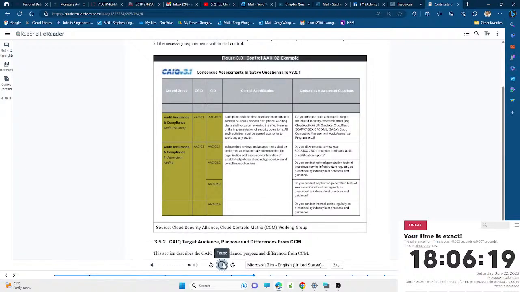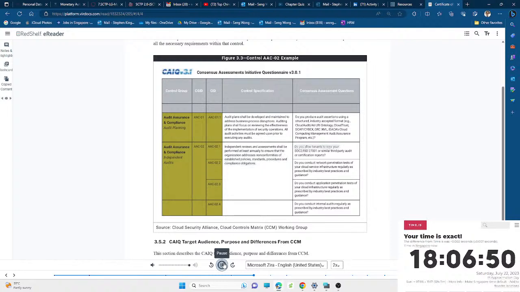Figure 3.3 Control AAC02 Example. Control Group: Audit Assurance and Compliance. Audit Planning, Independent Audits. AAC01, AAC02, AAC02.1, AAC02.2, AAC02.3, AAC02.4, AAC01.1. Control Specification, Consensus Assessment Questions. Audit plans shall be developed and maintained to address business process disruptions. Auditing plans shall focus on reviewing the effectiveness of the implementation of security operations. All audit activities must be agreed upon prior to executing any audits. Independent reviews and assessments shall be performed at least annually to ensure that the organization addresses nonconformities of established policies, standards, procedures, and compliance obligations.